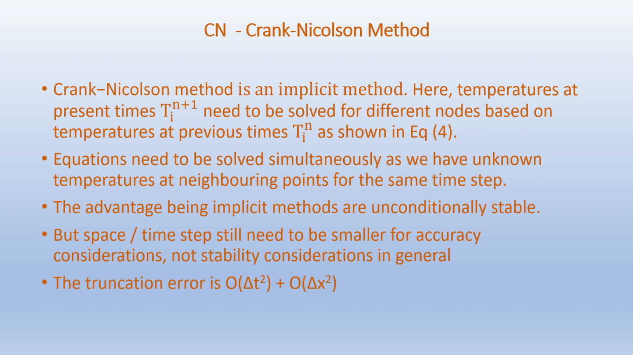The advantage being, implicit methods are unconditionally stable, so we don't have to worry about the stability criteria in general. But we need to note that the space or time step still need to be smaller for accuracy considerations and not stability considerations in general. The truncation error is of the order of delta t squared plus of the order of delta x squared. So the accuracy in the Crank-Nicolson method is higher than when we use FTCS or BTCS methods.